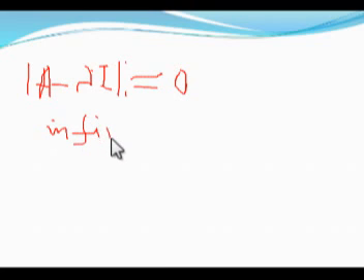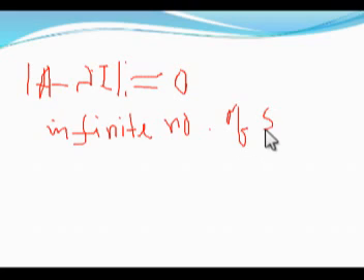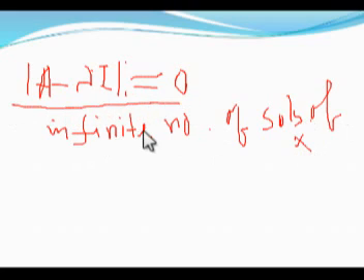Infinite number of solutions. This is a special case. Here some things are very important to consider about solutions of AX. Now if this happens for any n homogeneous equation, you have to remember that this is called the characteristic equation of the variable x. This is a characteristic equation.